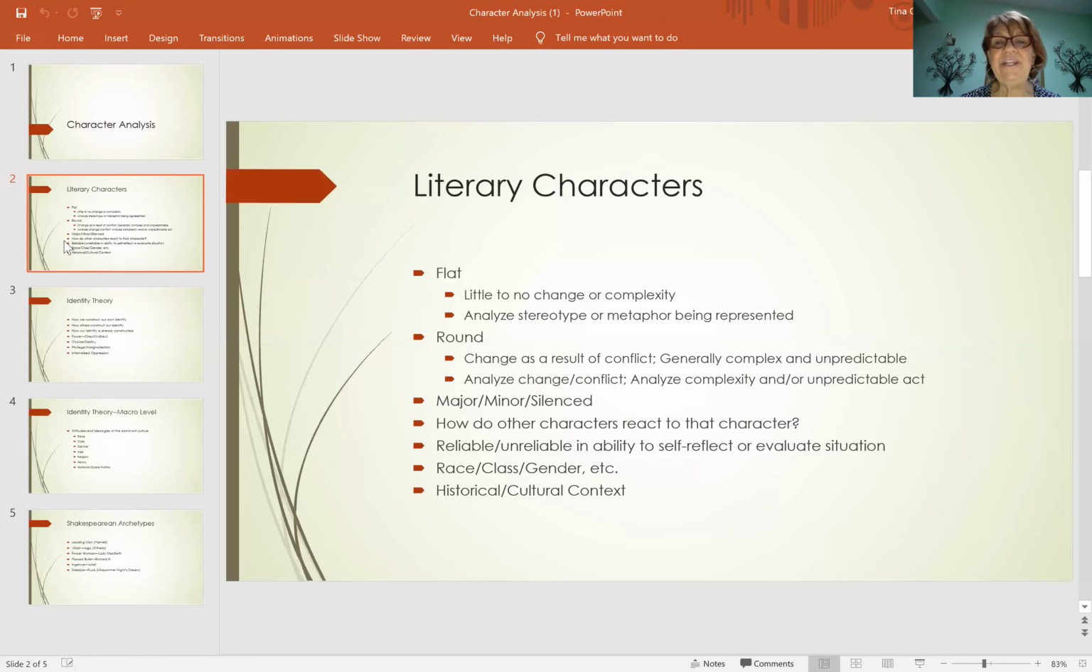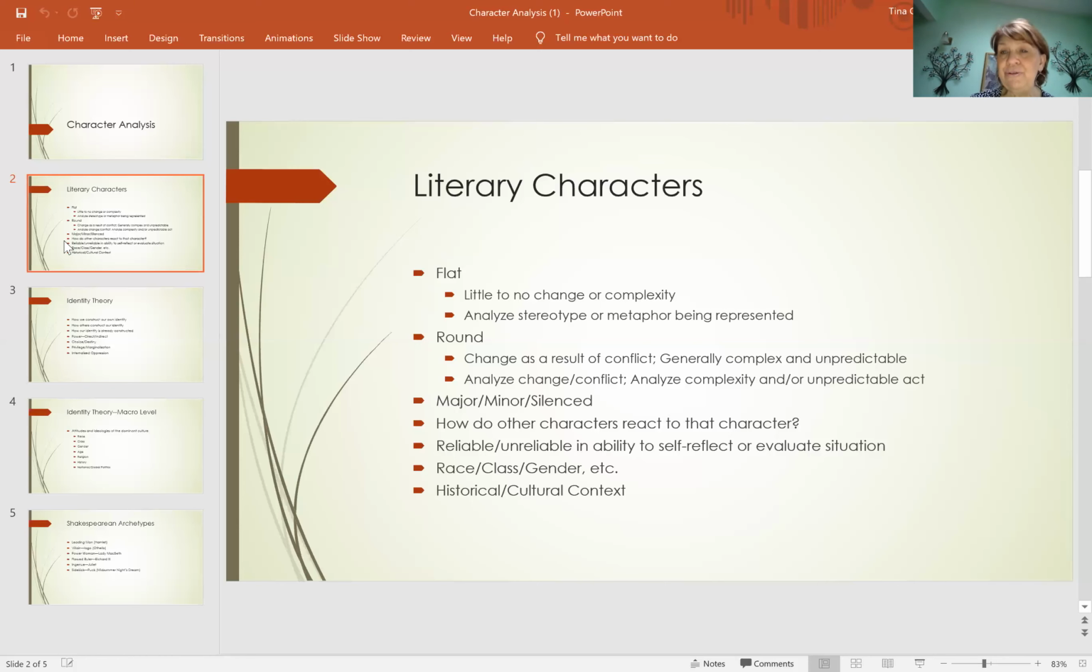Another distinction between a flat and round character is that flat characters are generally not very complex, right? They generally don't surprise us. They're pretty predictable, and we don't really need to know them very much. For example, if we look at Hamlet and we think of Rosencrantz and Guildenstern, they're very flat. They're not complex. We don't even really have to know which one is which. They're almost identical.